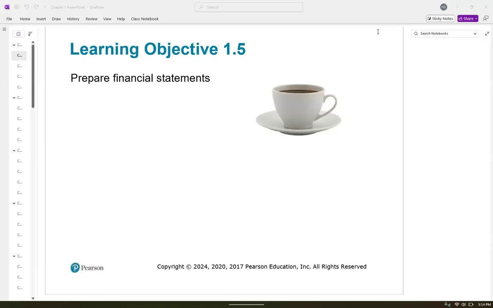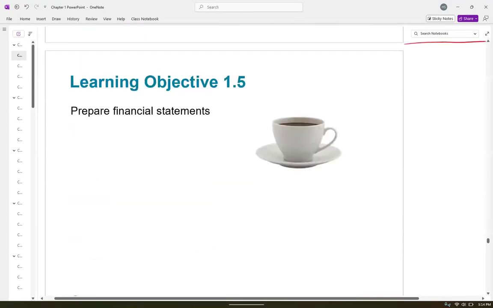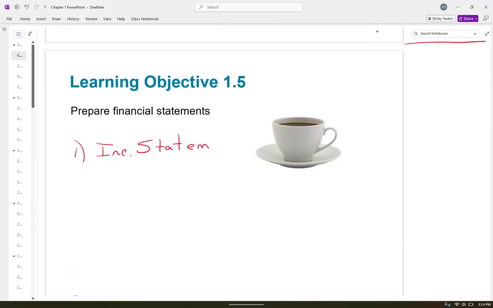All right, we are on the last objective for chapter 1, and we are going to finish up with financial statements. So there are 4 financial statements, and they're going to give them to you here, but I'm going to list them out. Remember, this is very, very important. They have to be done in order.